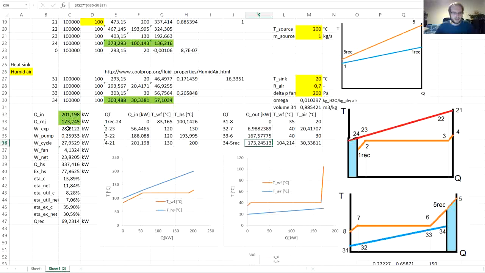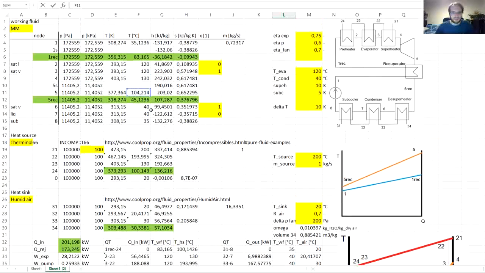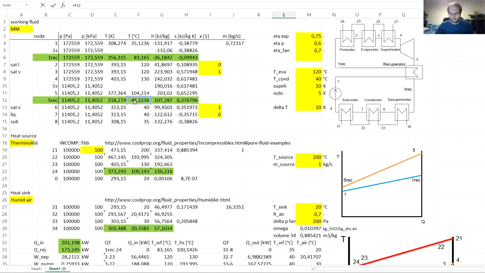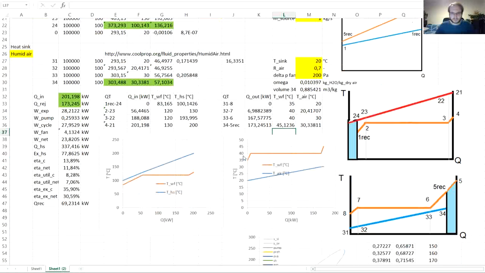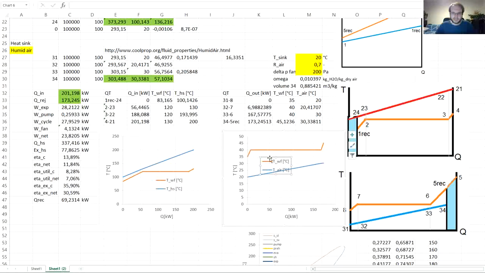Overall heat transfer is over here, it's correct. And for the working fluid, the low temperature parts are still the same, just instead of the 5 we need to use the 5 recuperated. And here we have the fixed QT diagram for the heat rejection, where again we cut off the right hand part of the diagram and we lowered down the rejected heat into the environment by the cycle.